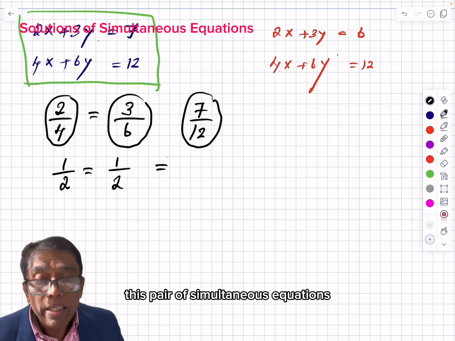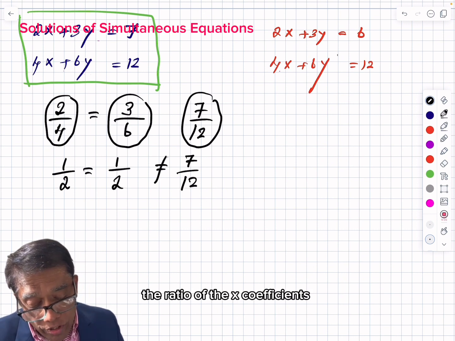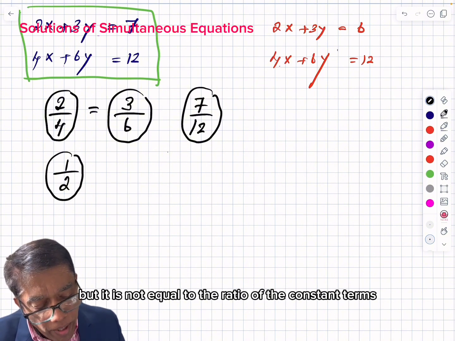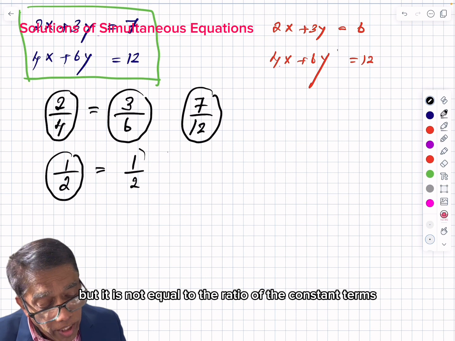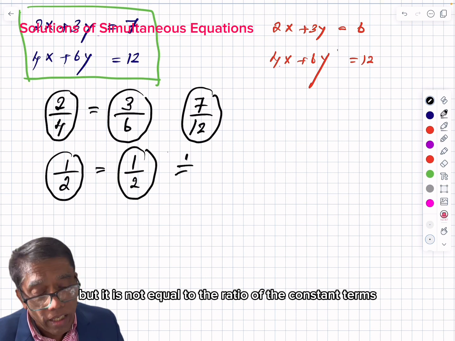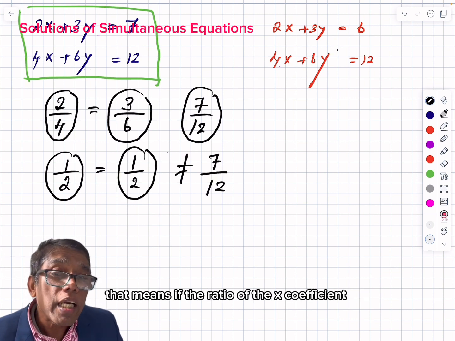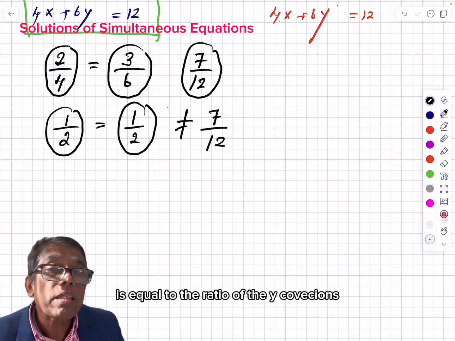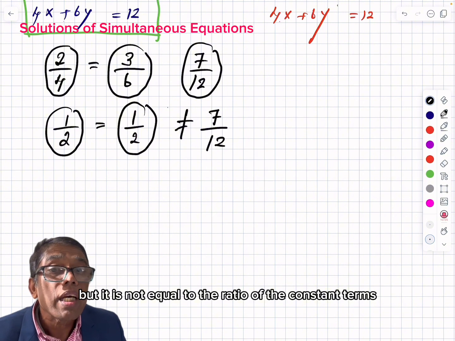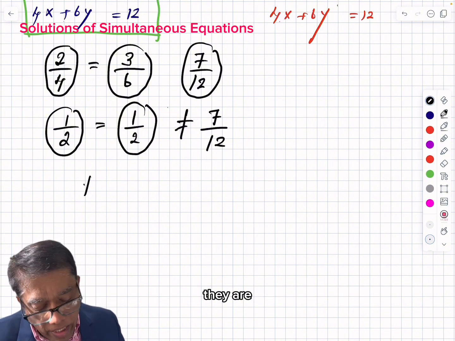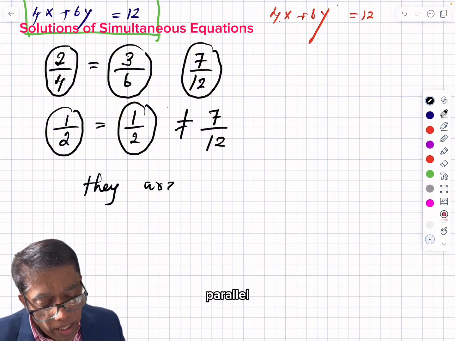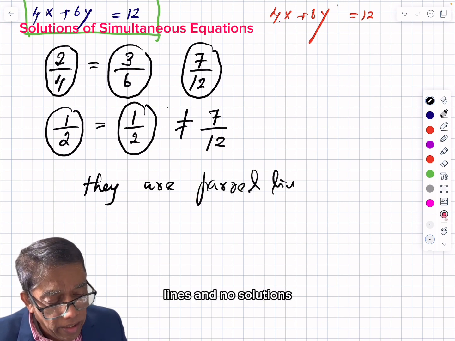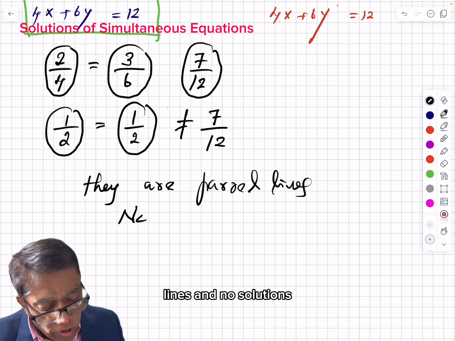For this pair of simultaneous equations, the ratio of the x coefficients is equal to the ratio of the y coefficients, but it is not equal to the ratio of the constant terms. That means if the ratio of the x coefficients is equal to the ratio of the y coefficients, but it is not equal to the ratio of the constant terms, they are parallel lines and no solutions.